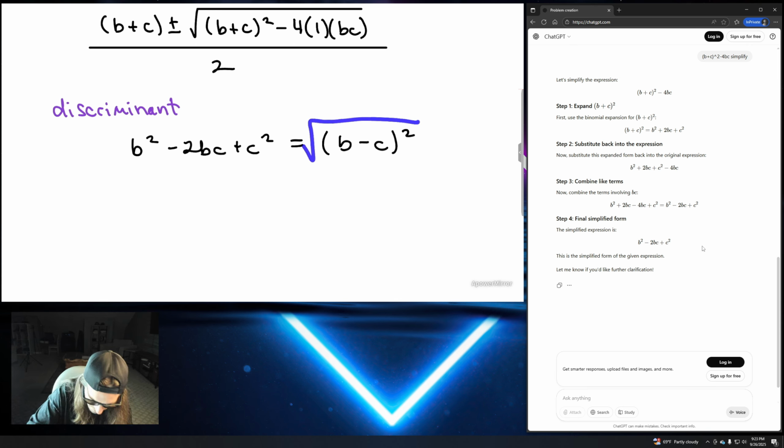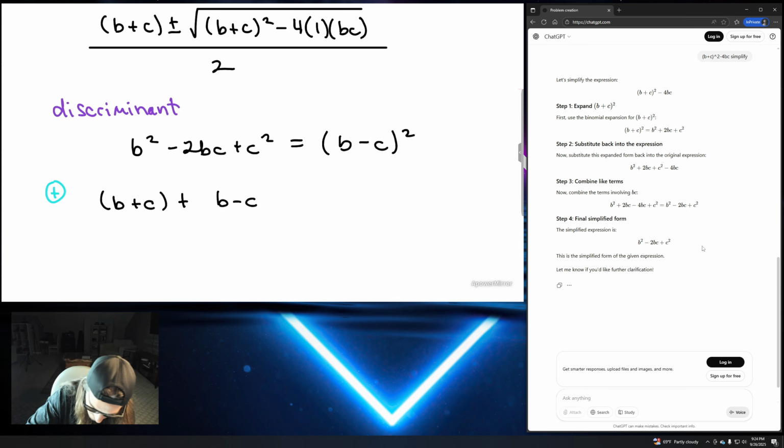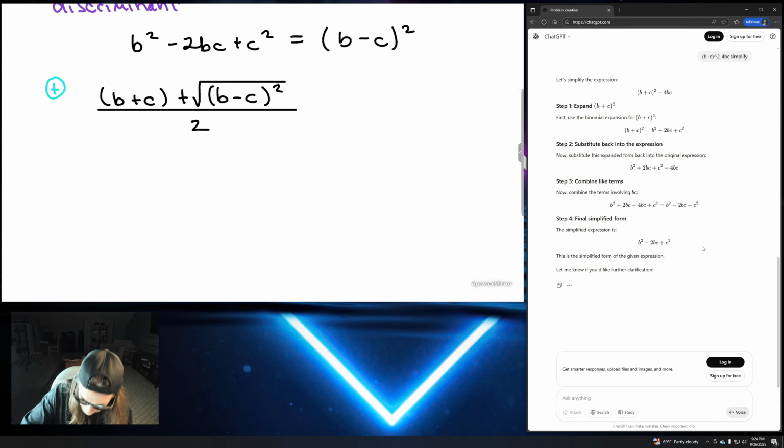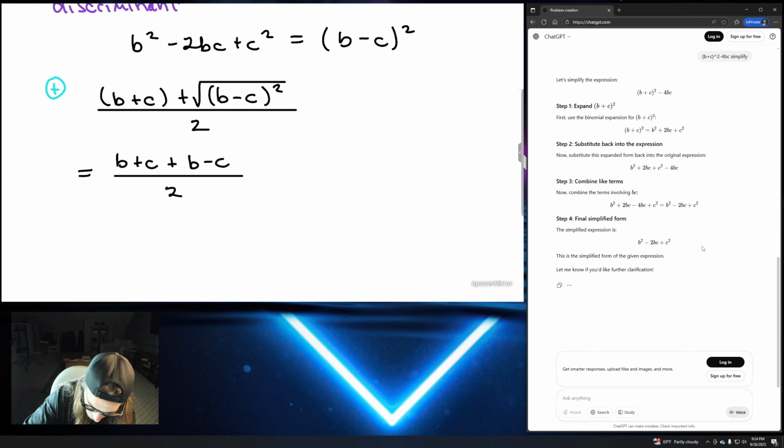So the square root of this, and let's go into the positive case here. We have B plus C plus the square root of (B minus C) squared. Oh, this is wild. This is pretty cool. All over 2. And then, of course, if we take the square root, we have B plus C plus B minus C over 2, which is 2B over 2, which is B, right?